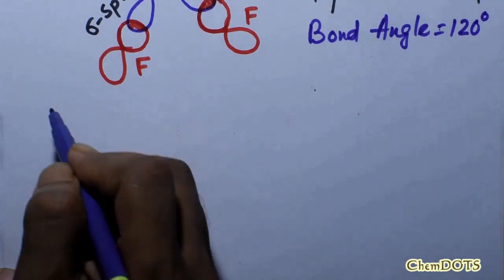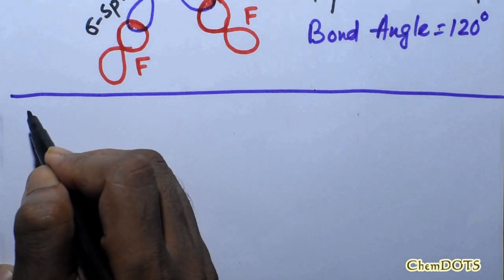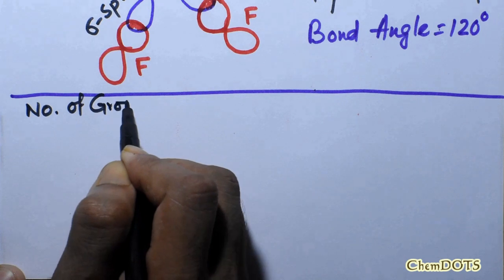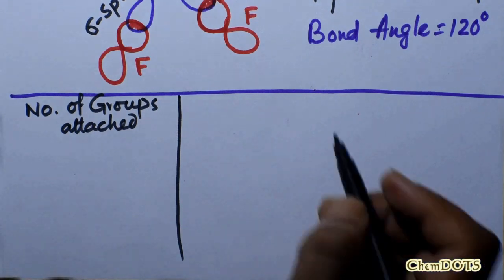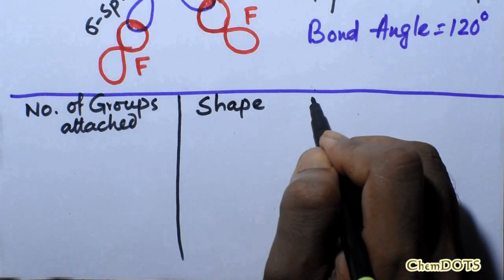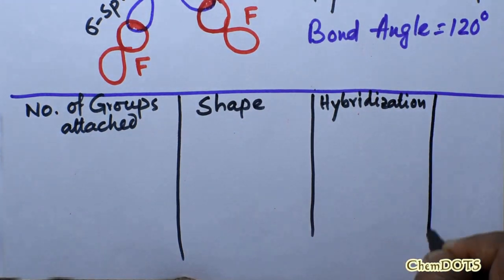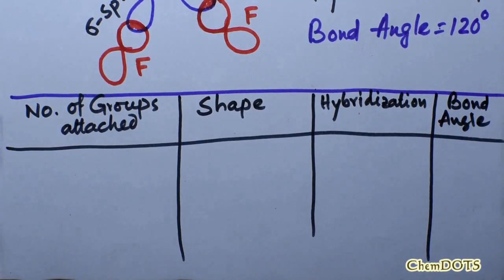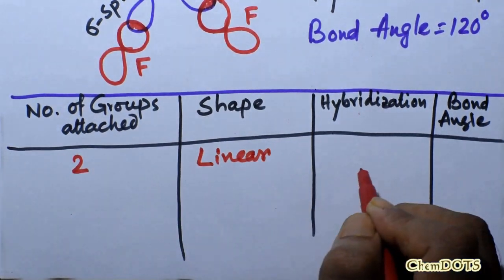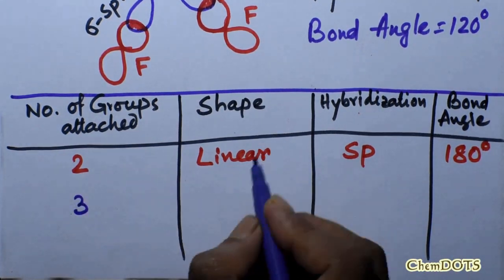Now if we summarize the whole thing in a table, we will see the number of groups attached to the central atom in the first column, the shape of the molecule in the second column, the hybridization of the central atom in the third column, and in the last column the bond angle. If the number of attached groups to the central atom is 2, then the shape will be linear, the hybridization will be sp, and the bond angle is 180 degrees.